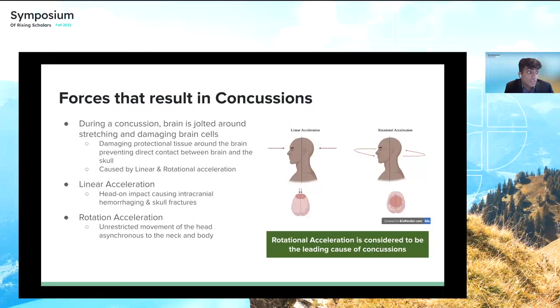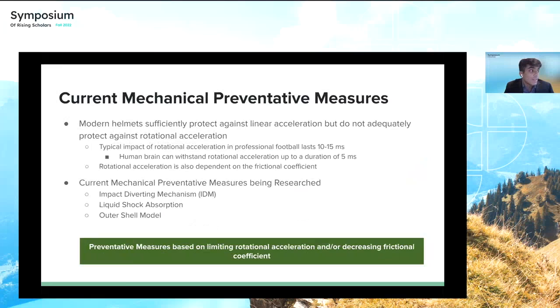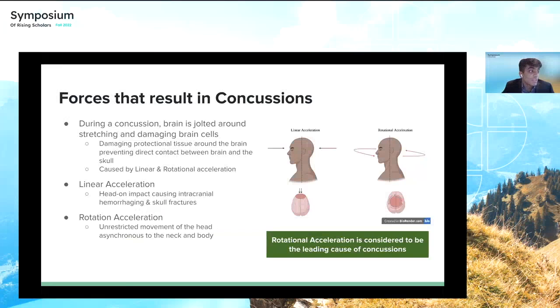Most modern helmets sufficiently protect against linear acceleration, but do not adequately protect against rotational acceleration. The brain can withstand rotational accelerations which last up to 5 milliseconds, but in professional football, contact impacts last from 10 to 15 milliseconds. Because of this, preventative measures should focus on limiting rotational acceleration and decreasing the frictional coefficient. Some current mechanical preventive measures being researched include the impact diverting mechanism, liquid shock absorption, and the outer shell model.